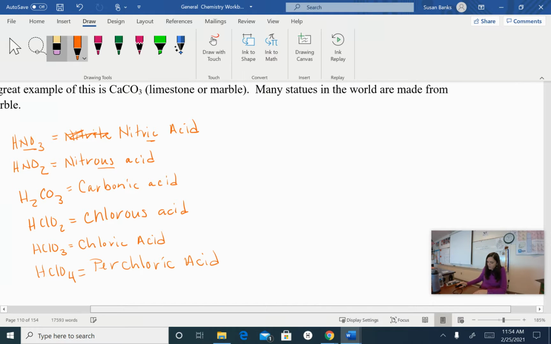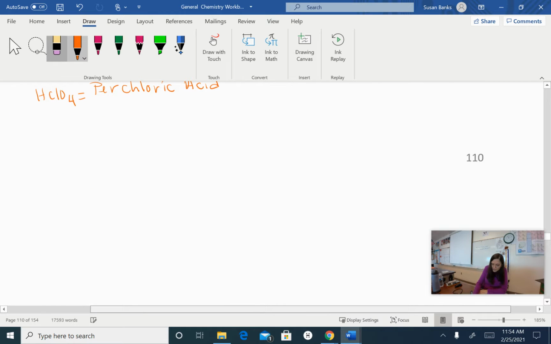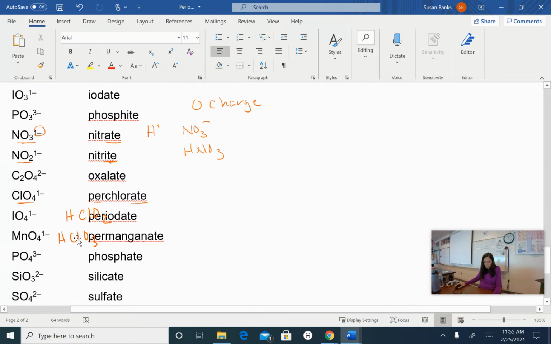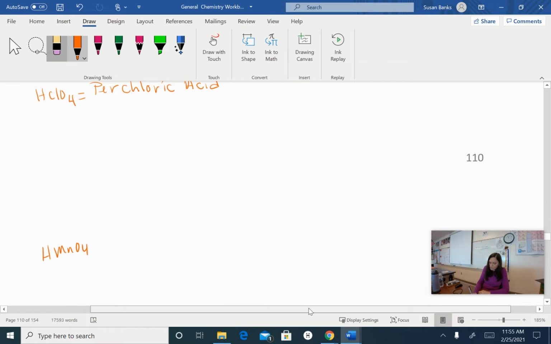And let's do another one. Let's do HMnO4. So we need to look at MnO4. Okay? If we look up MnO4 on this chart, MnO4 is permanganate. So "ates" go to "ic." So this is going to be permanganic acid. So this will be permanganic acid.